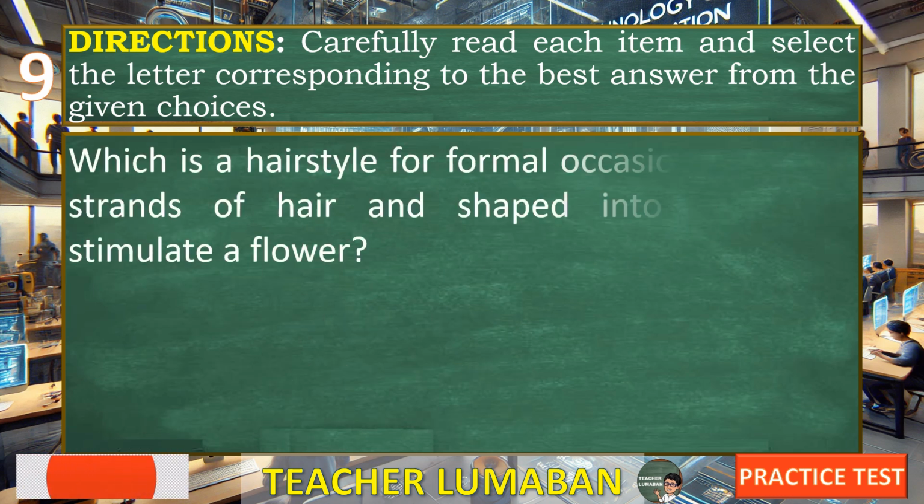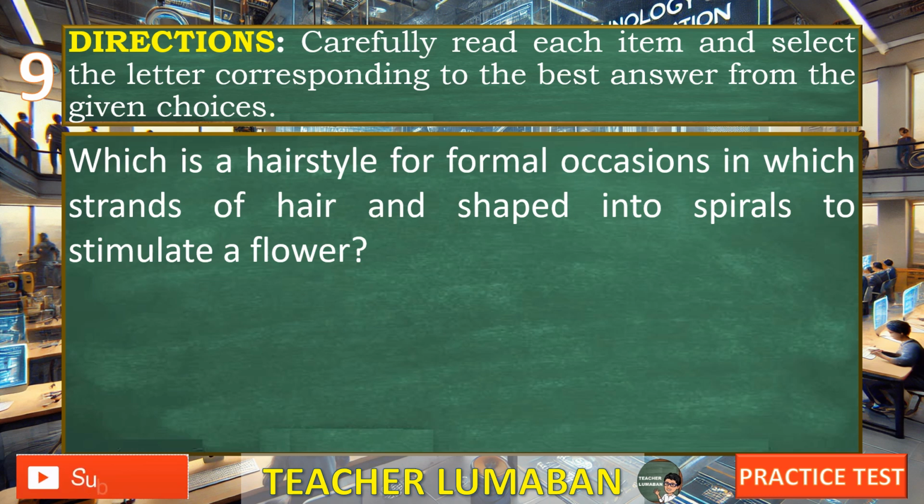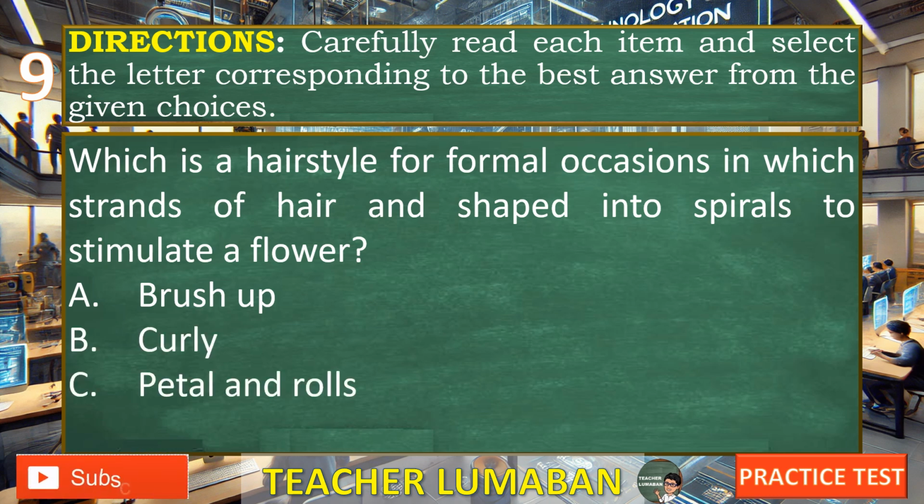Which is a hairstyle for formal occasions in which strands of hair are shaped into spirals to simulate a flower? A. Brush up, B. Curly, C. Petal and rolls, D. Plain.